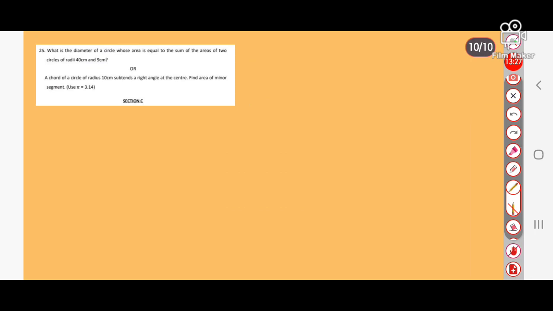What is the diameter of a circle whose area is equal to the sum of the areas of two circles of radii 40 centimeter and 9 centimeter? I'll just repeat the question. First, they are asking the d value of a circle, and the circle is described as having an area equal to the sum of the areas of two circles. So capital A is equal to A1 plus A2.